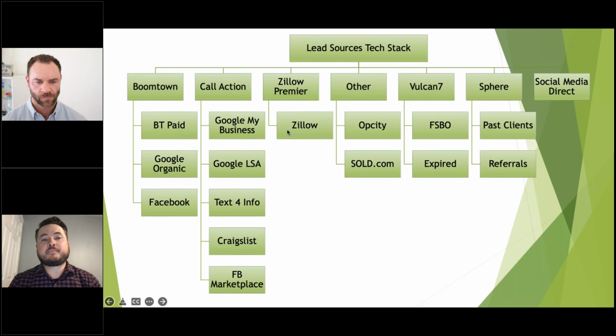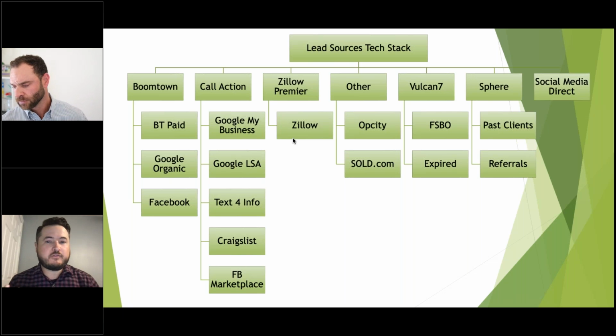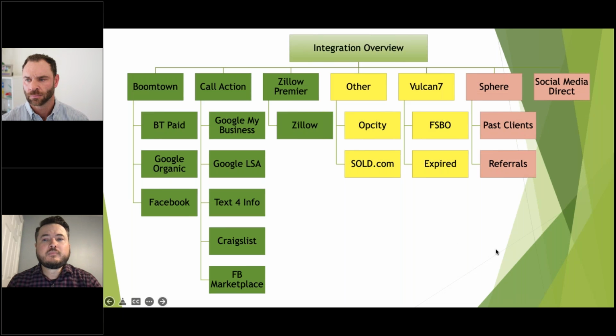That's huge. Zillow Premier, everyone knows Zillow and how it works generally. Either you're going out there paying or you're getting the phone calls. From Zillow's perspective, all that works with Boomtown very, very well. We get Opcity leads through Realtor.com, Sold.com. You guys are probably familiar there, and we'll talk through these in a little more detail on the next few slides.